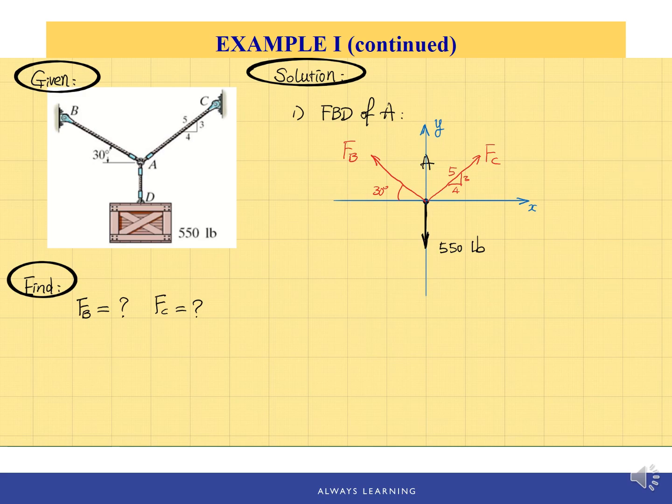Let me take one step further to resolve FC into X and Y components. That way it will be easier for us to write down the equations. So this is the FCX, and we use this slope triangle. FCX is 4/5 times FC, and FCY will be 3/5 times FC. And don't forget the direction of the forces.